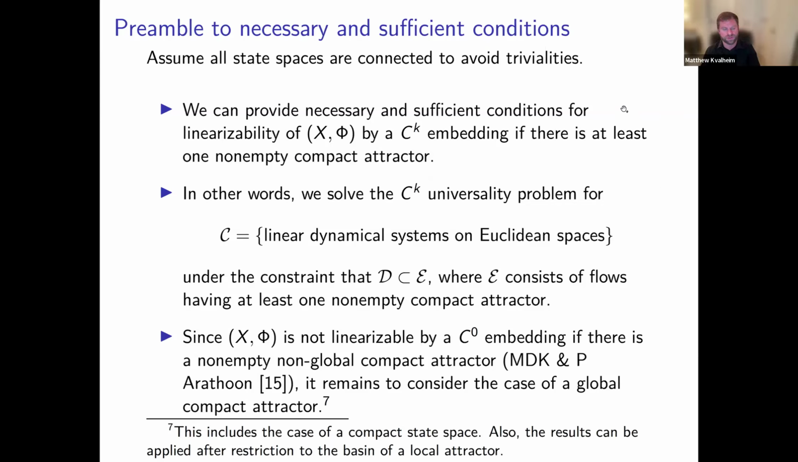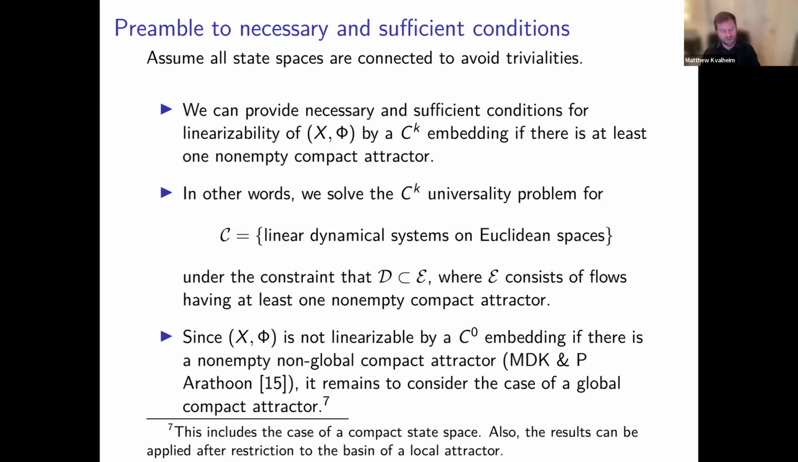And so to do so, I'll just make the blanket assumption that all state spaces are connected to avoid a lot of trivial extra details in statements. And I won't be able to provide necessary and sufficient conditions in general, but I will be able to provide them for linearizability by a CK embedding if there is at least one non-empty compact attractor. And that actually includes the case of a compact state space, which is trivially a compact attractor. So I'll state that case separately as well.